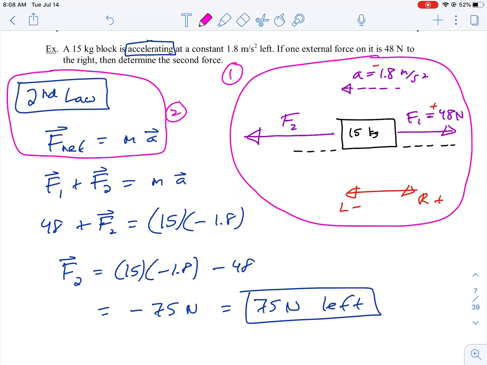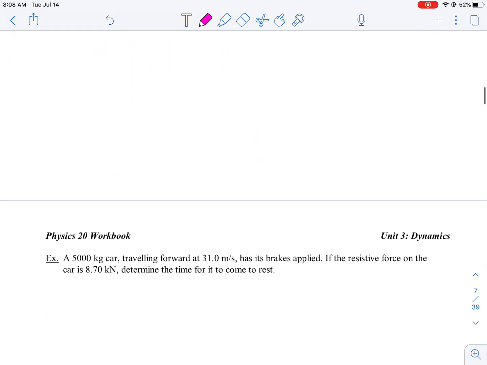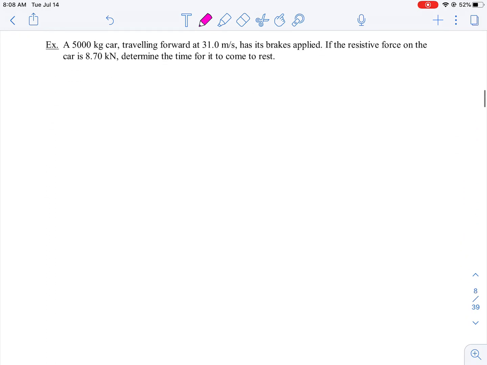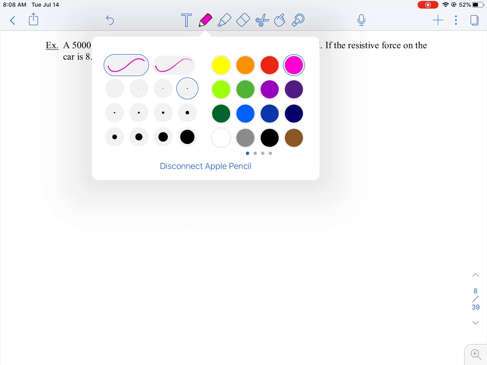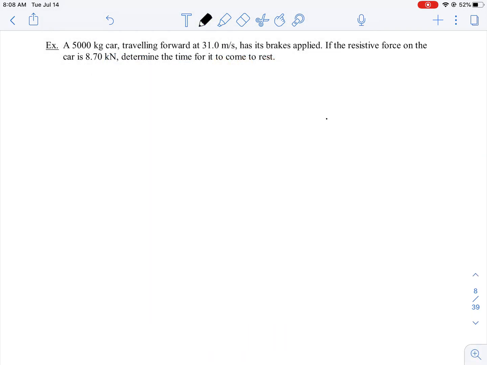Okay. And I think we have time for one more example here. Now we have a car moving forward, has its brakes applied. We're trying to find out how much time it takes for it to come to rest. Okay, so we know that we have forces involved here. So again, we want to draw a force diagram of this. Again, keep your diagram simple, just a very simple car. Nothing too fancy. If you want to draw the ground, dotted line.